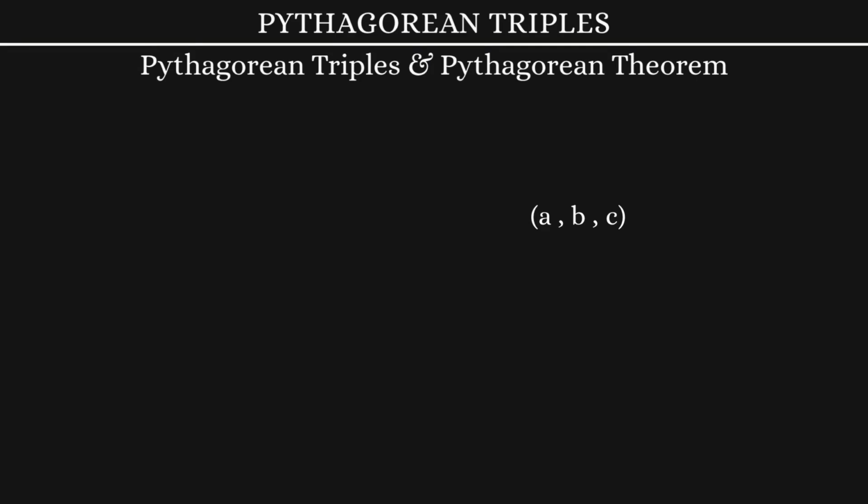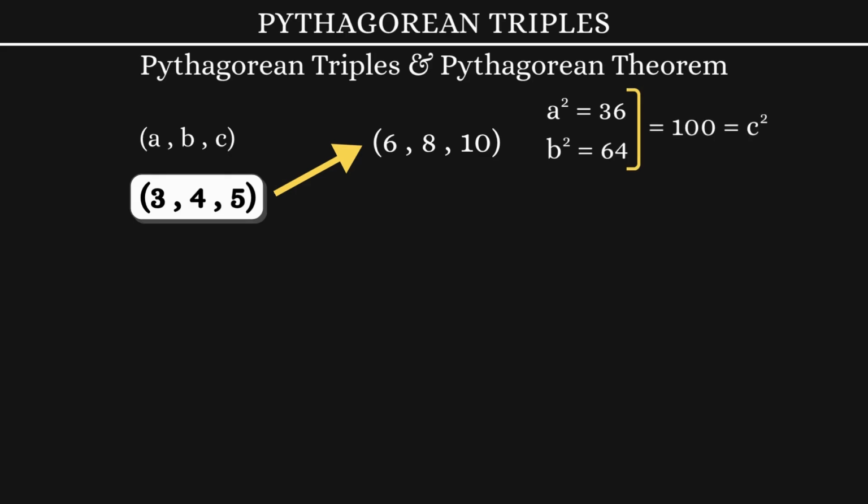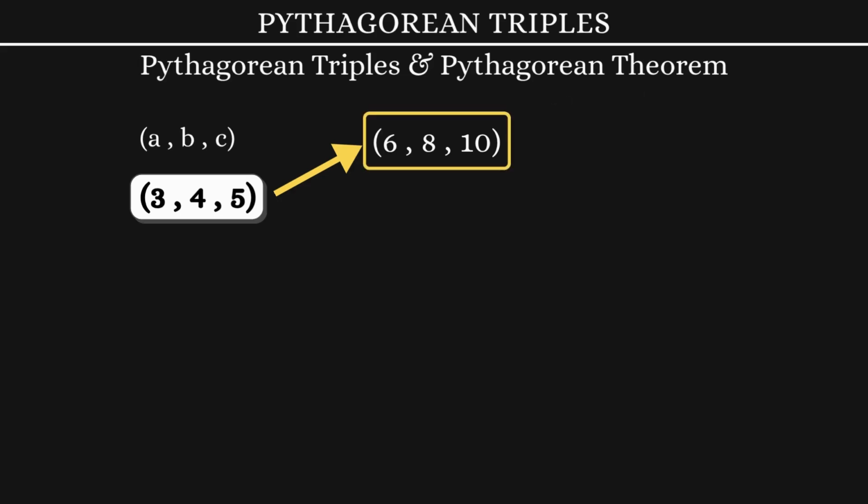Next, we'll see what happens when we multiply the three numbers with a common number. For example, let's take 3, 4 and 5. On multiplying all the terms by 2, we get 6, 8 and 10. 6 squared is 36 and 8 squared is 64. When you add them, you get 100, which is 10 squared. So, this again becomes a Pythagorean triple.